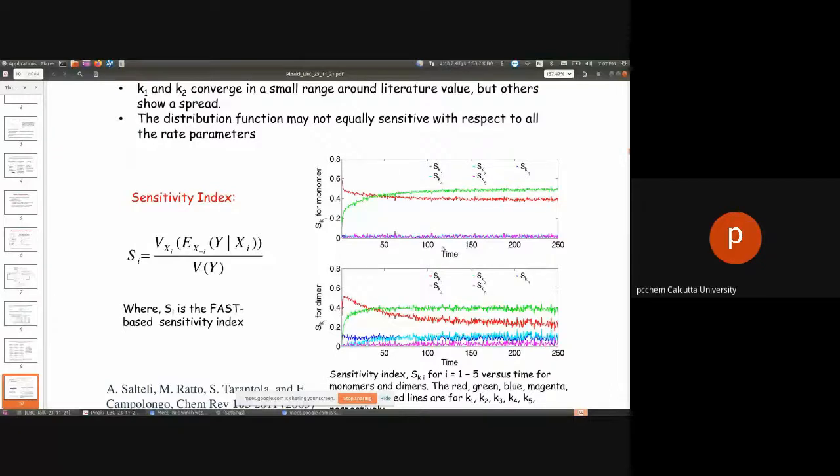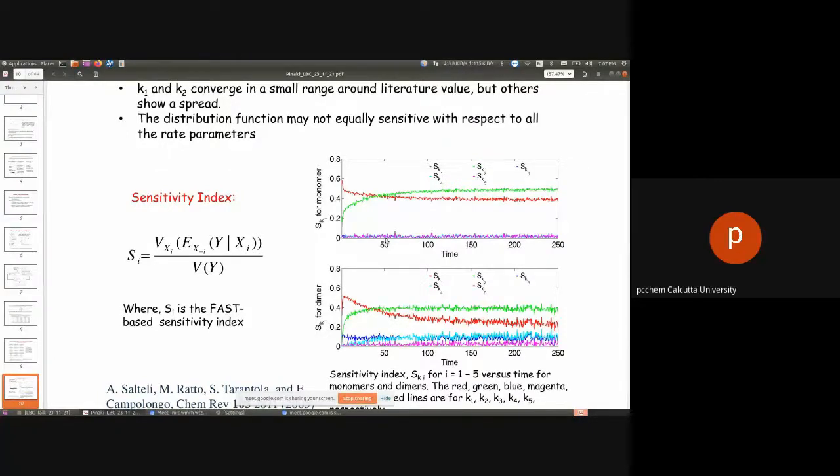But what it shows is that over a passage of time, even in this 5-step mechanism, two of the rate constants, the first and the second, had significant values for sensitivity. And the other rate constants had sensitivity values which were close to 0. What it means physically is that even in a very small mechanism involving only 5 steps, two of the rate constants are more important and need to be determined with a greater degree of accuracy than the other 3.